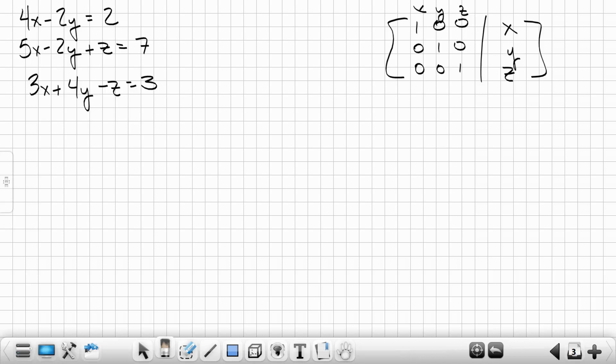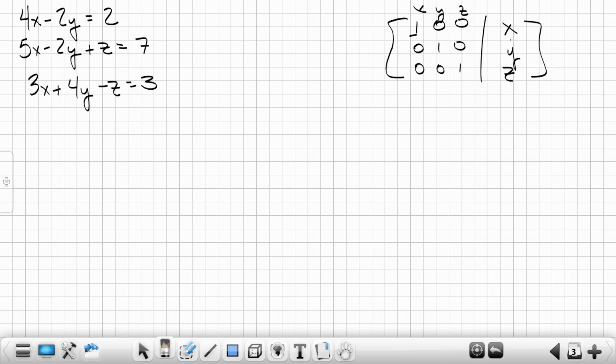Our goal is to make it look like this, because then we can read it and it's saying x is this number, because the other ones don't exist in this column. There are no y's and z's, so whatever this number is, that's what x is. This number is y. This number is z.